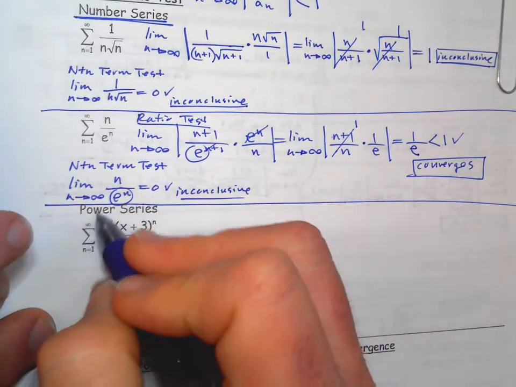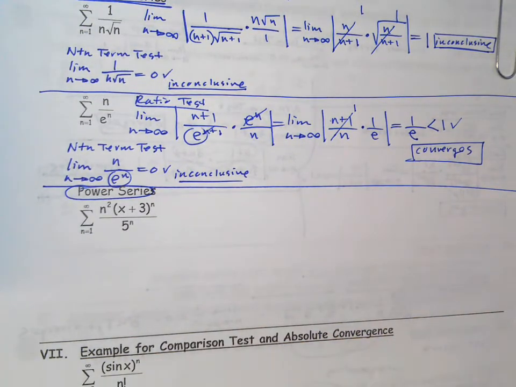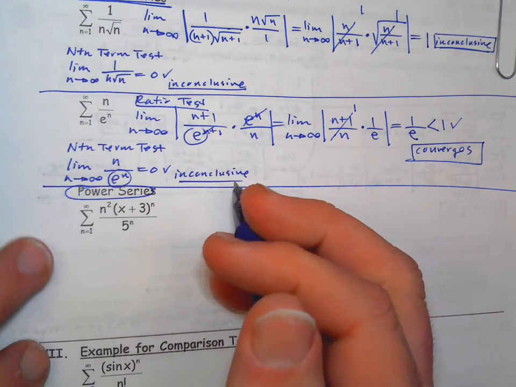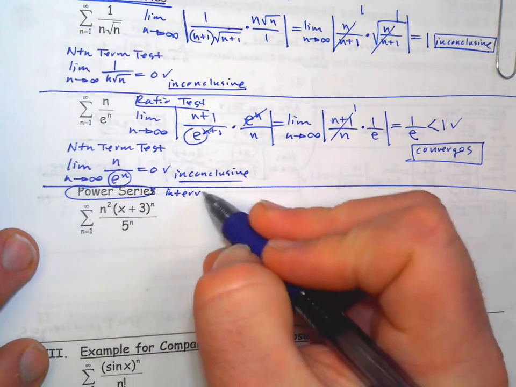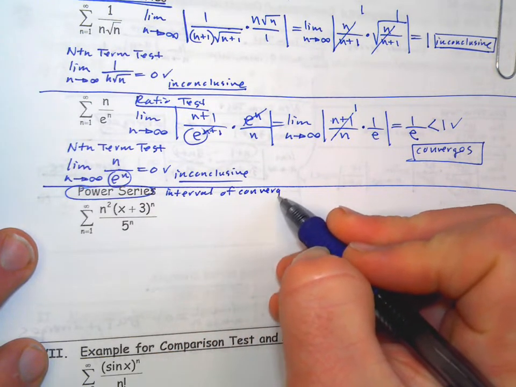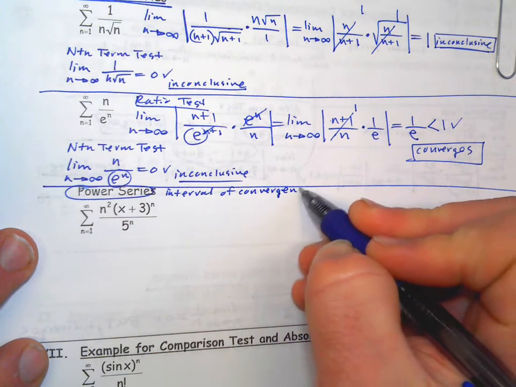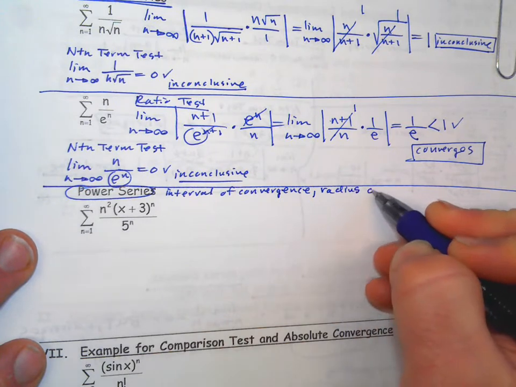Now, the next one is power series. It's more likely we could get that it always converges or always diverges, but more likely we're going to get an interval of where it converges, an interval of convergence. So that's usually what you're looking for, interval of convergence. And maybe even the radius of convergence. That might be a question.